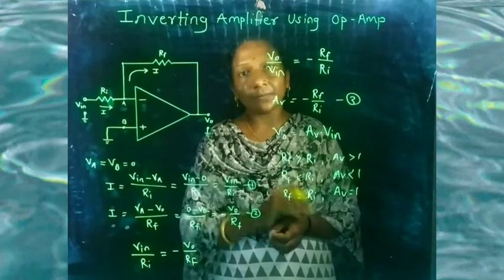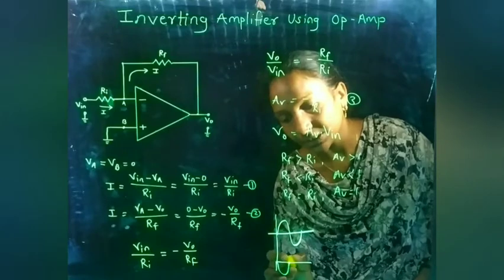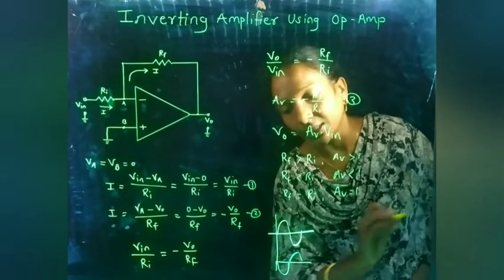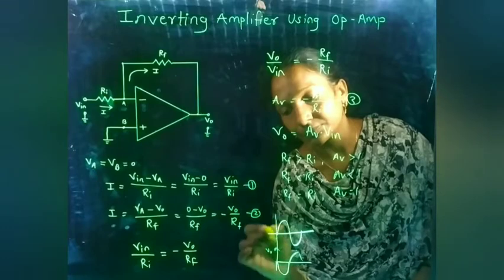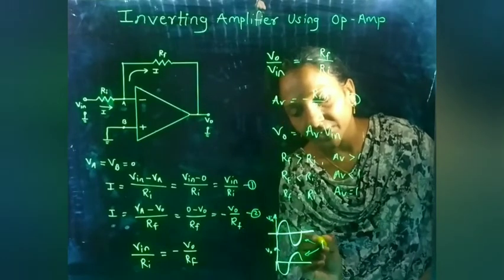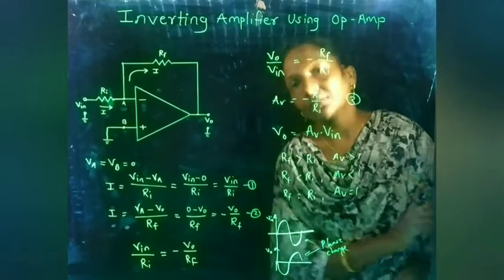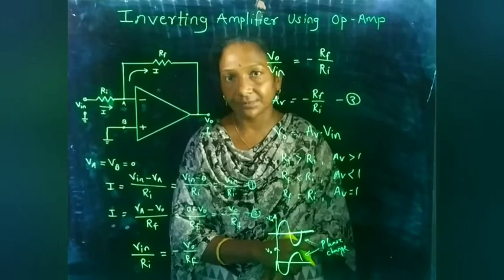Now see the input and output waveforms. For the positive half cycle of input, the output is negative, and for the negative half cycle, the output is positive. This is a phase change, which is a 180 degree out of phase change.